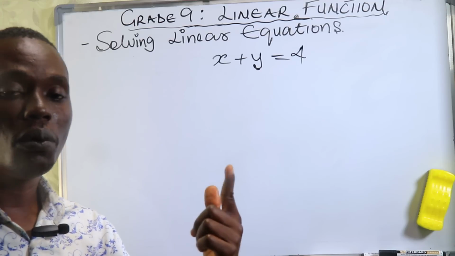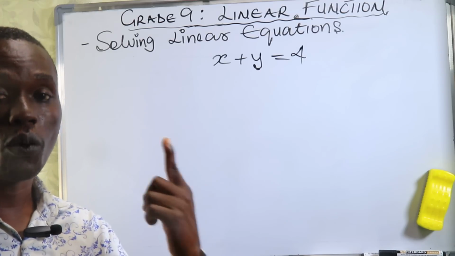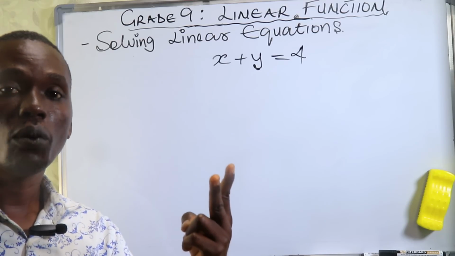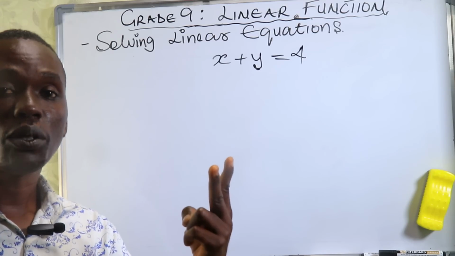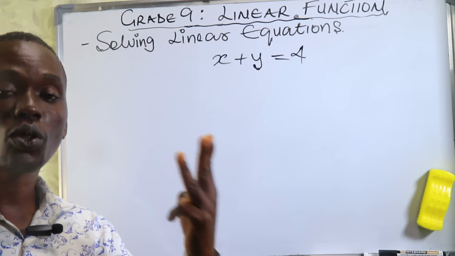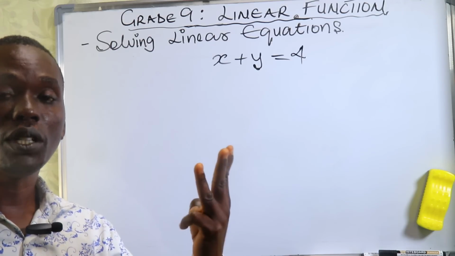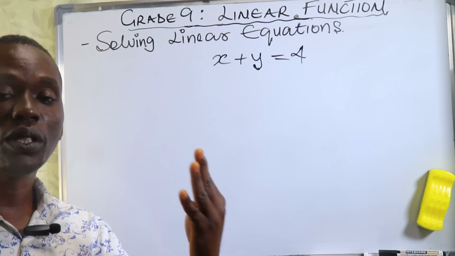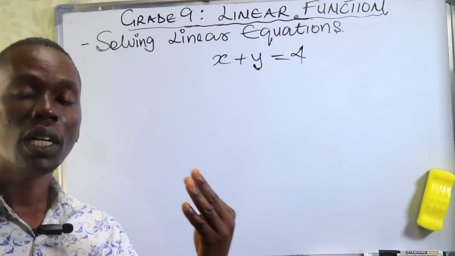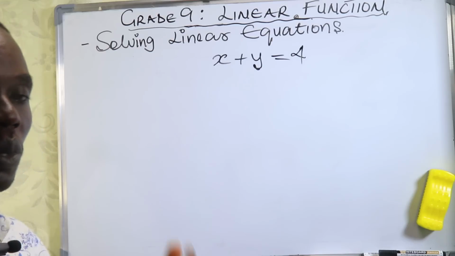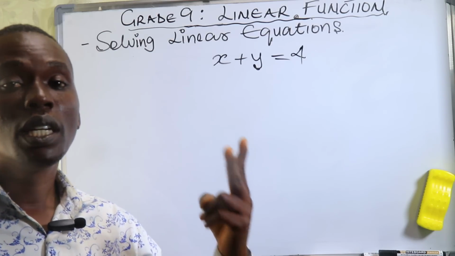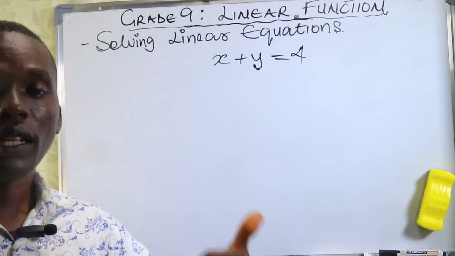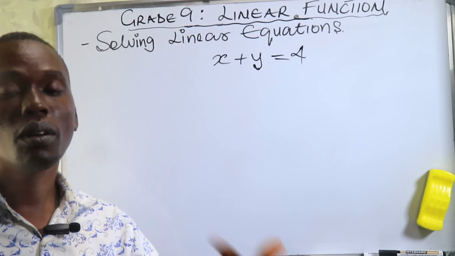1, we're going to look at solving linear equations in one variable. 2, solving linear equations by the substitution method. 3, solving linear equations by the elimination method. 4, solving linear equations using the graphical method. Now, in this class, we are going to consider just 2 of these methods: solving linear equations in one variable, and then solving linear equations by the substitution method.